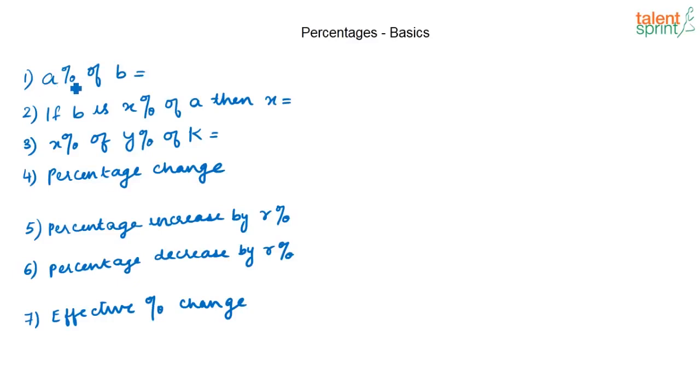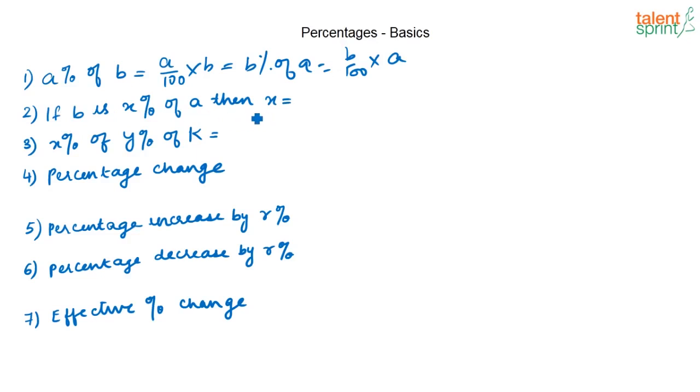See, the first concept that we should know is, what is A percentage of B? A percentage of B is nothing but A by 100 into B, correct? Or this is also equal to B percentage of A. What is B percentage of A? It is nothing but B by 100 into A. Both are the same, correct? Now these are very basic concepts which will be useful when we are solving problems. That's why I am just skimming through that.